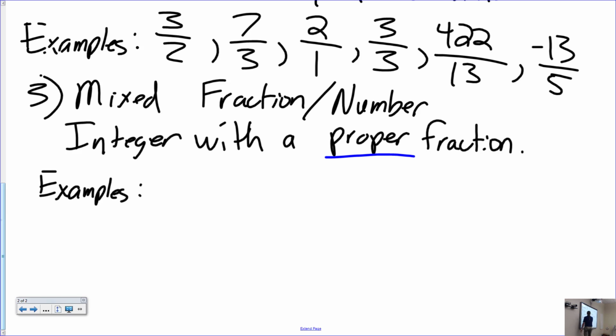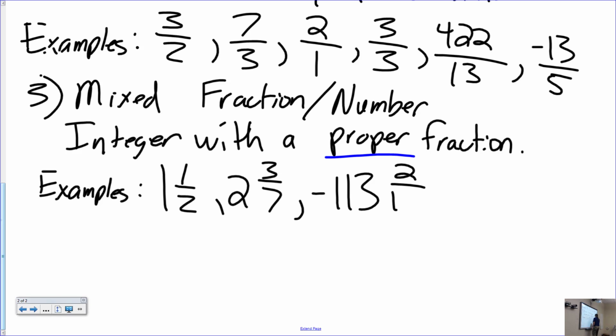So, the classic example, 1 1/2, whatever, 2 3/7. And it can be an annoying mixed number as well. Negative 113 and 2/17, what have you. Please note, a number by itself without a fractional piece is technically considered a mixed number. Okay? So if I ask you to write an answer as a mixed number and you just have to write a whole number by itself, that's fine. There's nothing wrong with that.